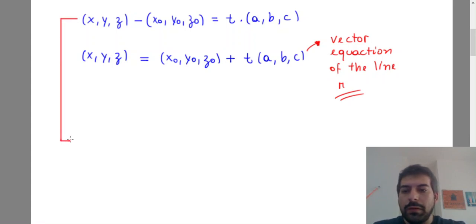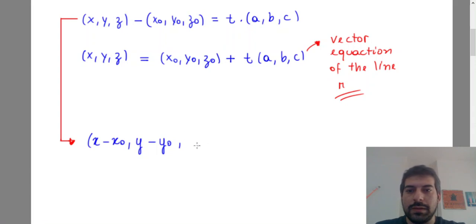If I operate on those vectors, those points here, the coordinates of the points, I need to do this coordinate by coordinate. Okay, so if I want to operate on those two, what I need to do is operate coordinate by coordinate. So it will be x minus x0, y minus y0, and finally z minus z0.